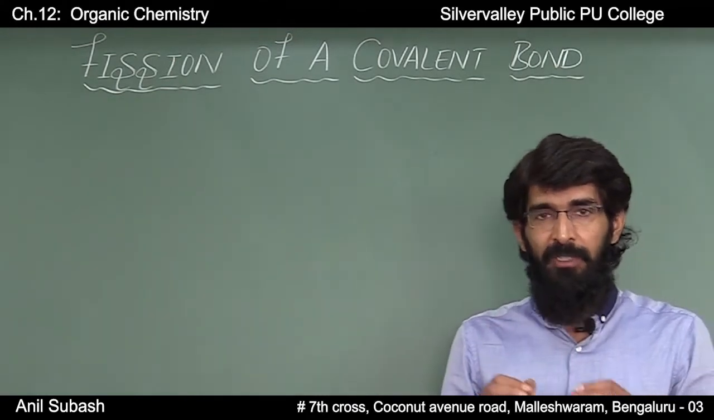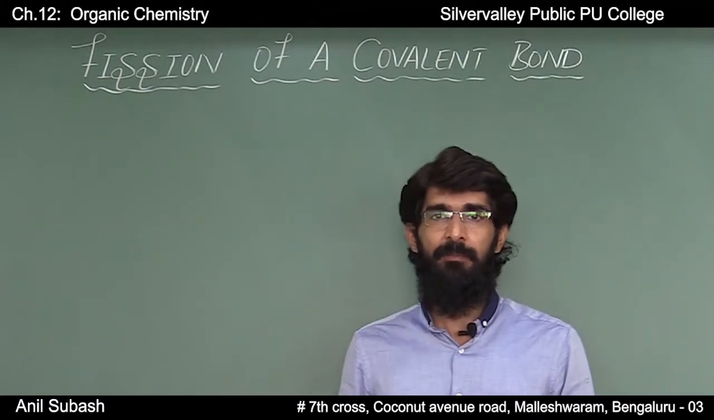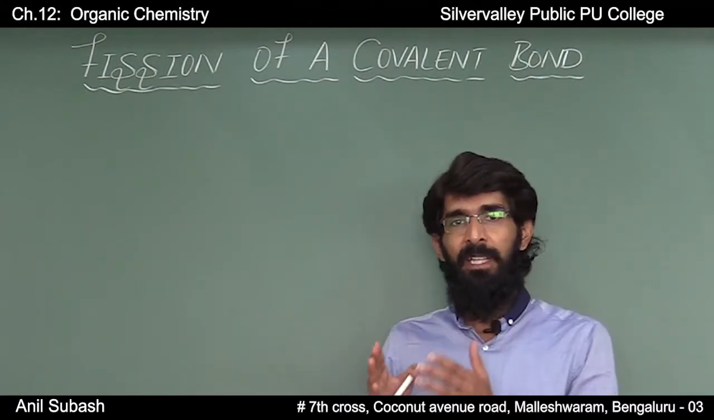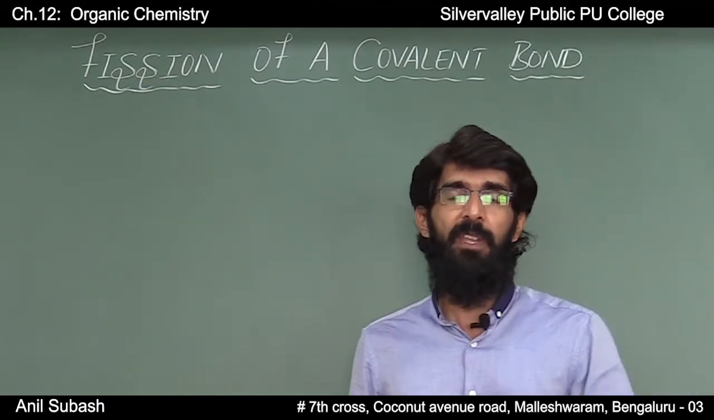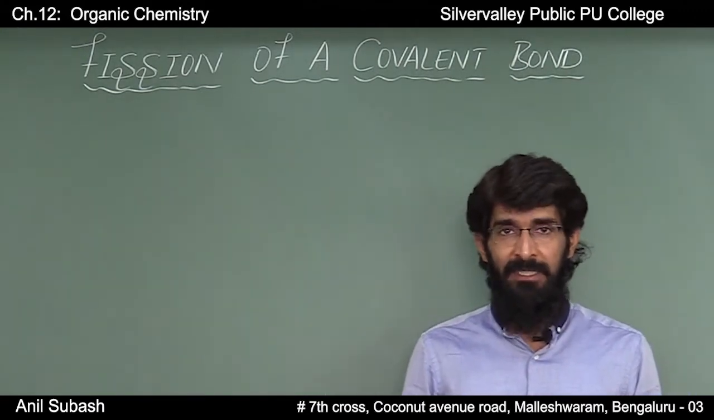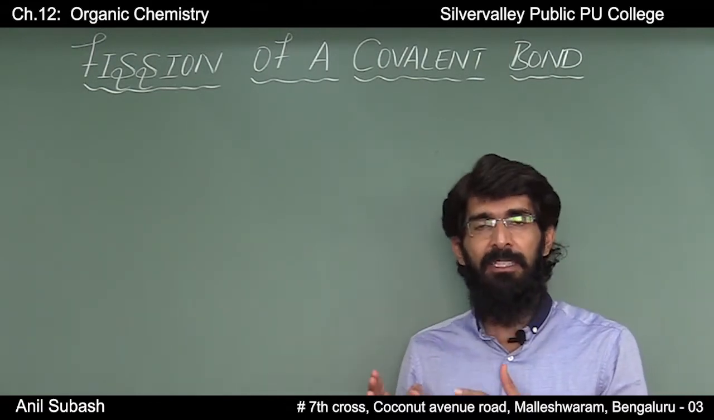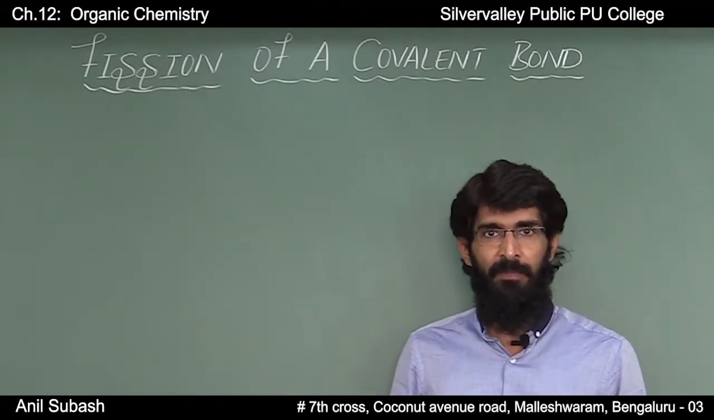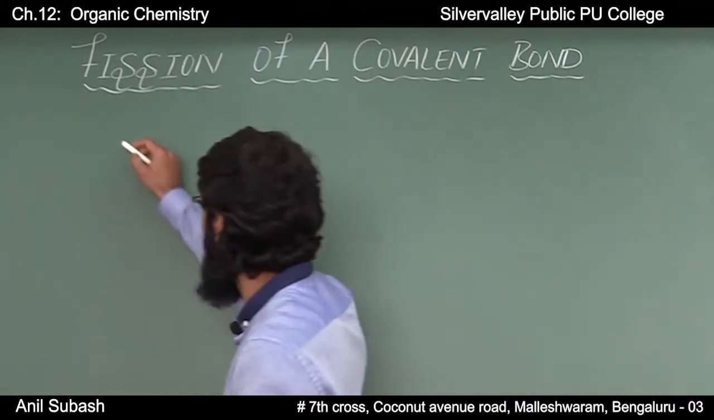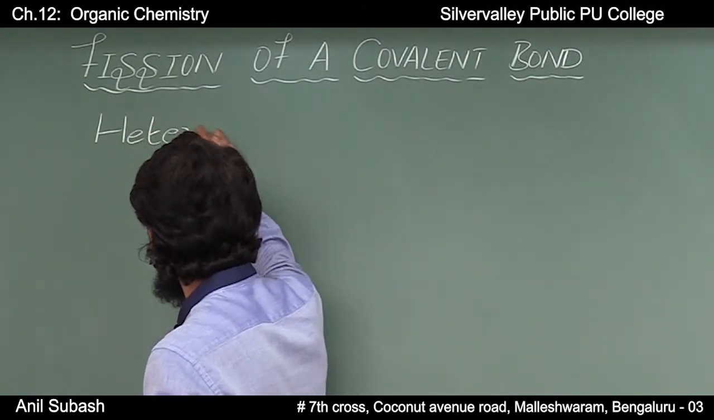A covalent bond is formed due to equal sharing of electrons. And when a bond breaks, it may break in two ways. One is known as heterolytic cleavage or heterolysis, and the other one is homolytic cleavage or homolysis. What do you mean by heterolysis? What do you mean by homolysis?